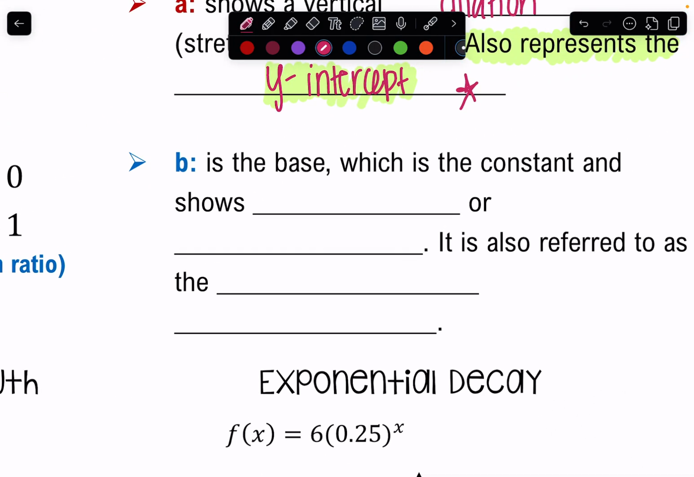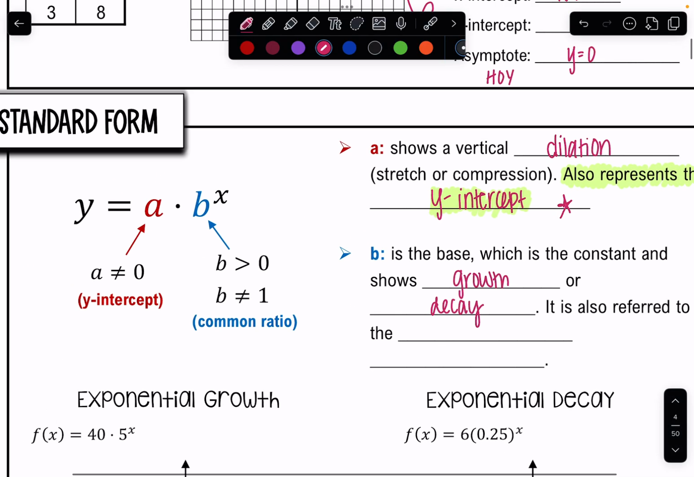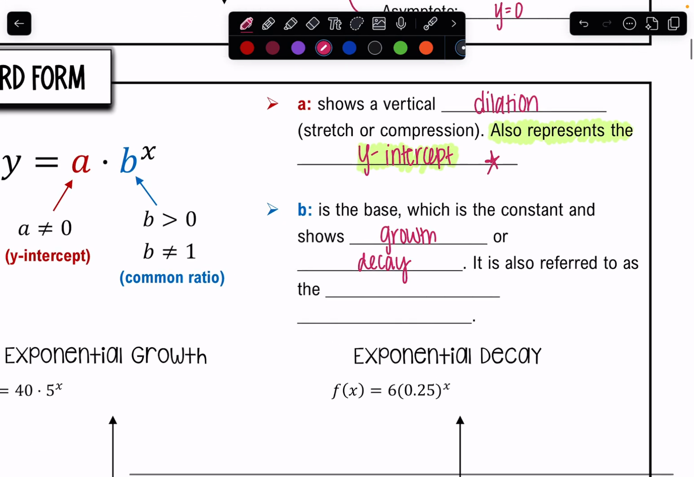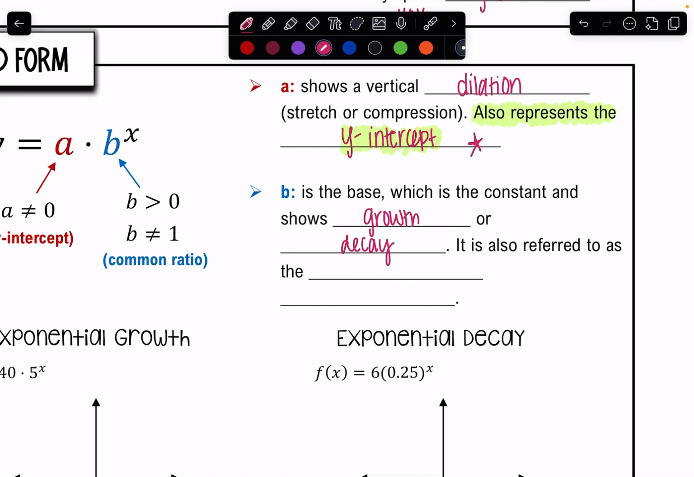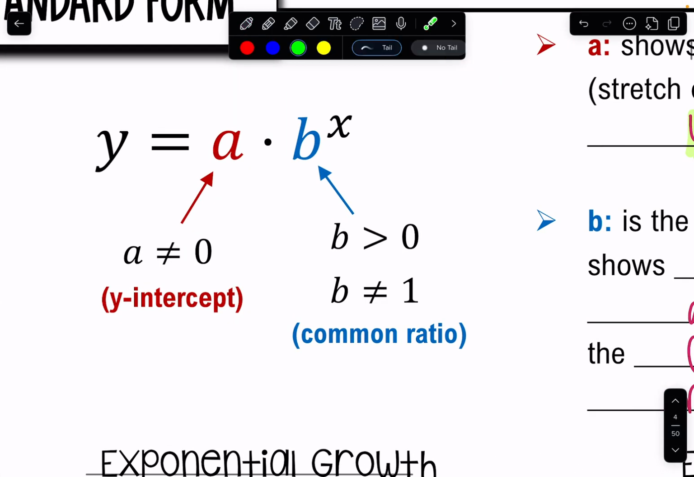So this is the number that shows growth or decay. So that's the number that's being raised to the power. So again, A is the number in front of your base. The base is the number that's being raised to the power. It is also referred to as the common ratio. I don't use that word as much. That might be something more for Texas, because again, this lady is from Texas who makes this.